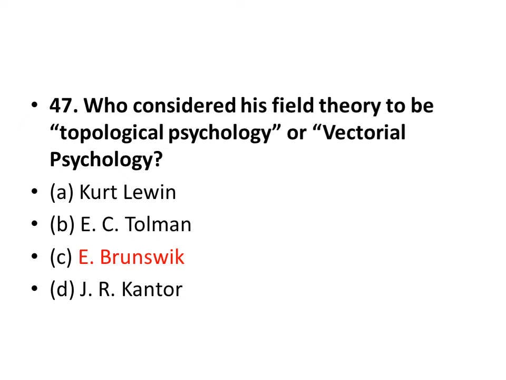Bronsky. So E. Bronsky was born on 18th March 1903 and died on 7th July 1955. So Egon Bronsky was the psychologist who made contributions to functionalism and the history of psychology.